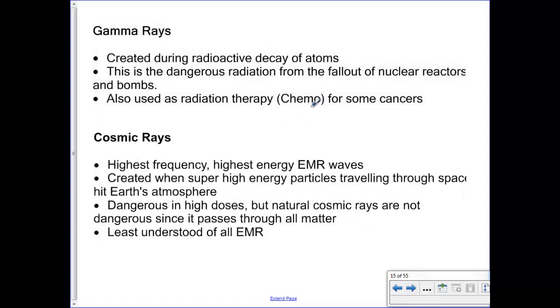Gamma rays are next. We use these to try to kill off cancer. So they use gamma rays in chemo. They're also the radiation after nuclear stuff.